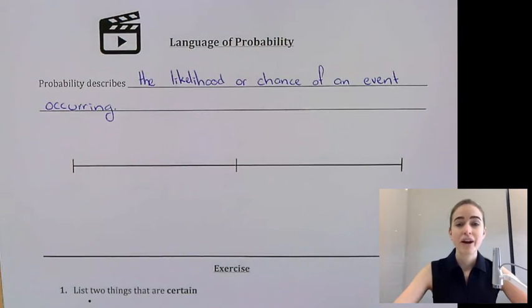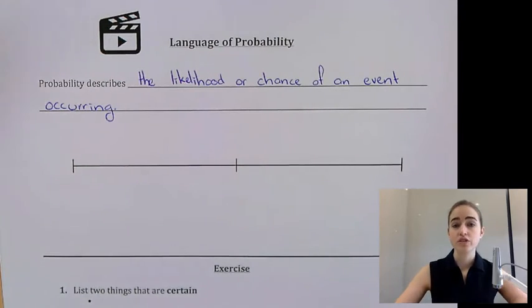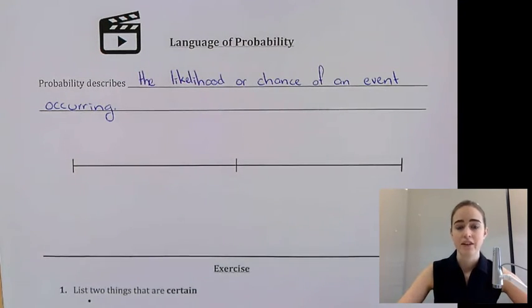In this video, I want to have a look at the language of probability. So probability describes the likelihood or the chance of an event occurring. So when we're using words to describe the probability of an event, we have a scale that we work on.